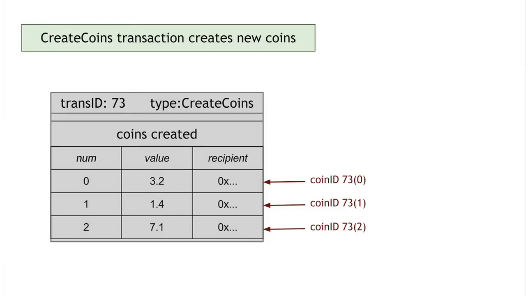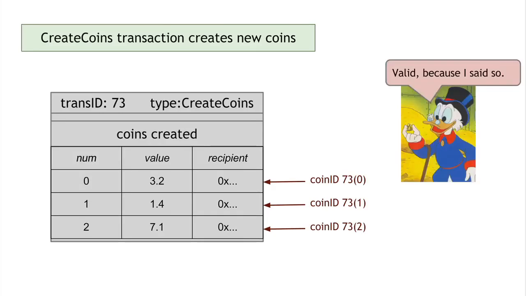Now we're going to have a concept in Scrooge Coin of a coin ID. That refers to a particular coin. So this particular coin here is coin ID 73 because it was created in transaction 73 and it was number 0 within that transaction. Similarly, we have 73 and so on. So every coin in Scrooge Coin has a coin ID that we can use to refer to it.